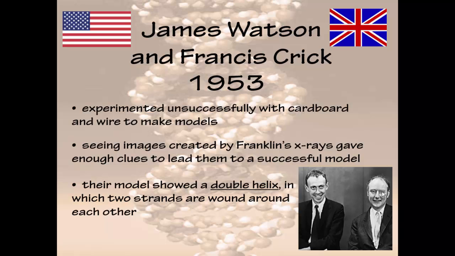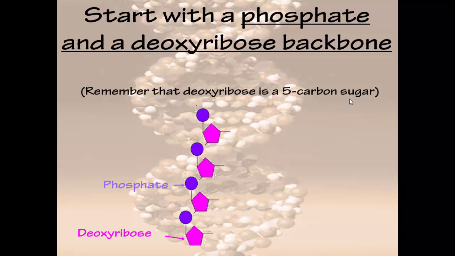And so their model showed a double helix, so 2 strands wound around each other. So basically what Rosalind Franklin's photos showed, but they built a model, okay? And people really like models, and they really like to look at models. So if you look at the background of this picture, you can see a model of a double helix. Okay, so what does it look like?